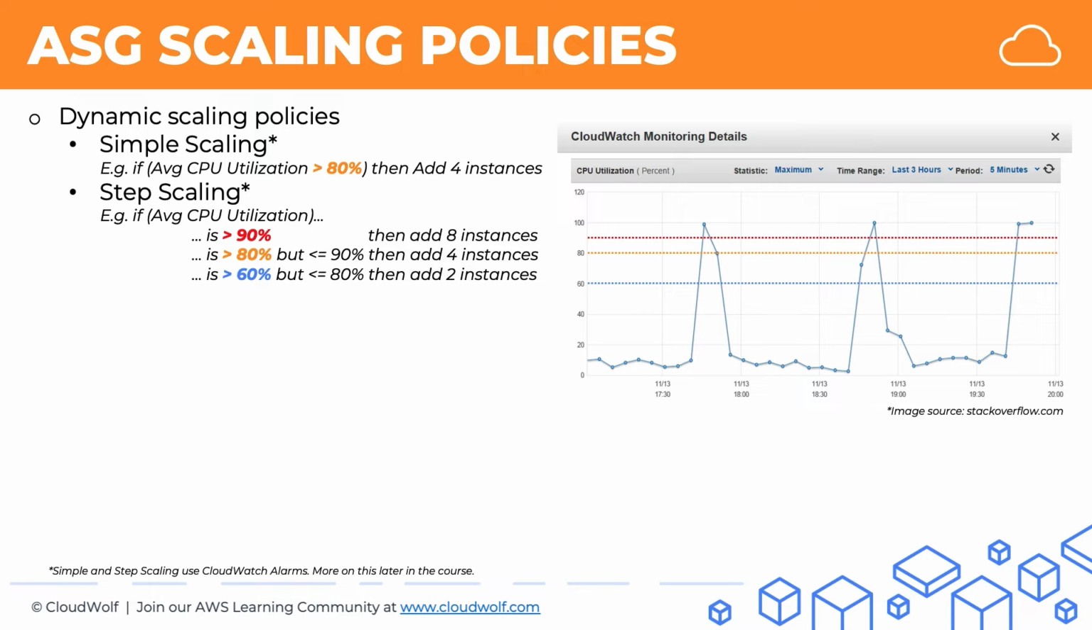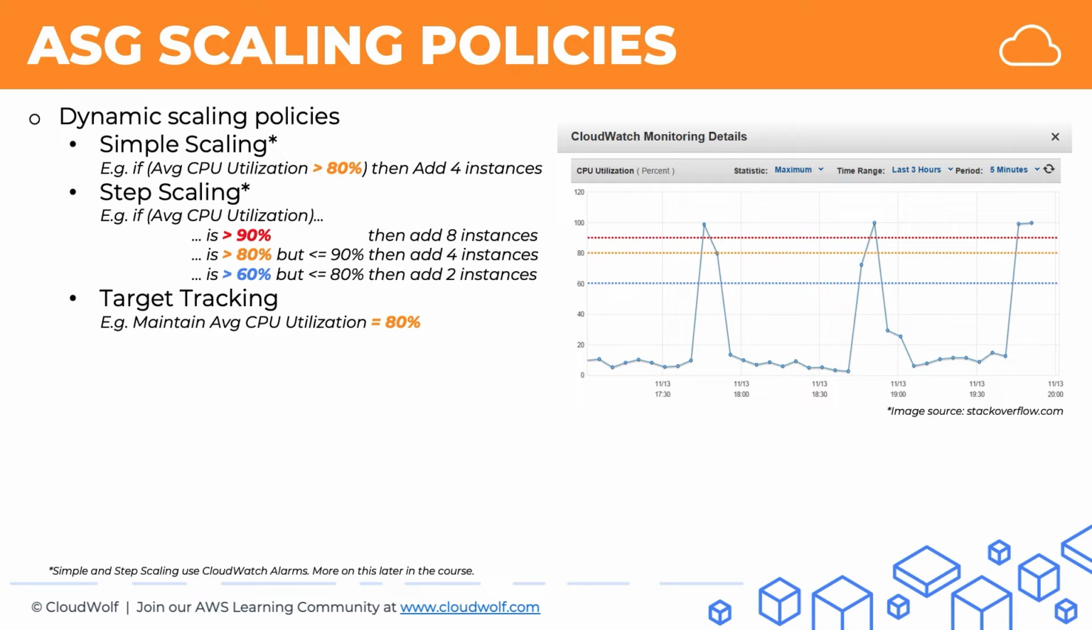If it's above 60%, then it's a bit of a concern. If it's above 80%, that's really bad, and we need to add 4 instances. If it's above 90%, that's critical, and we need to add a lot of instances to avoid our application failing. The next type is target tracking, and here you can just say something like maintain average CPU utilization at 80%, and AWS will do that for you.